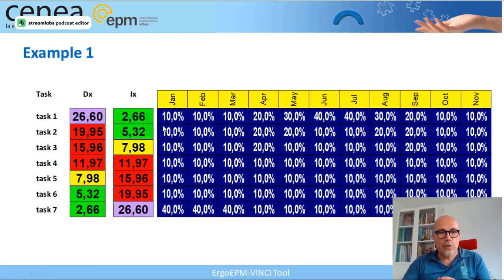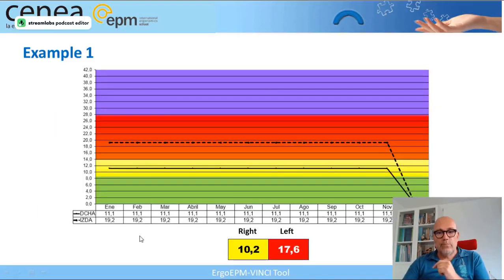What happens when throughout the year the person does a small percentage of the time in each of the tasks? Well, applying this model we can calculate it. Although we were exposed to tasks that were very demanding for the right, in this case we finally obtain a trivial or very low-level risk for the right upper extremity and a significant risk for the left.